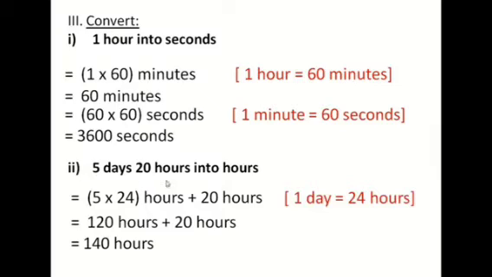Second one, 5 days 20 hours into hours. You know 1 day equals 24 hours. So 5 into 24 hours plus 20 hours. So it will be 120 hours plus 20 hours. So altogether it is 140 hours.